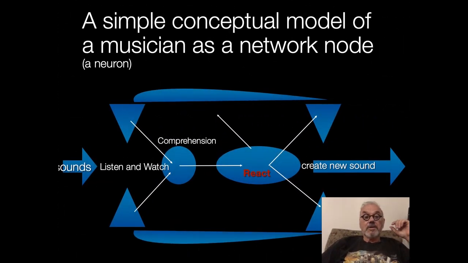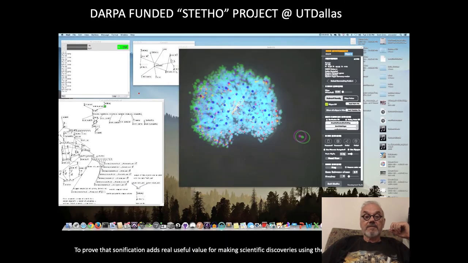So here's this simple conceptual model of a musician as a network node. The sounds come in, he listens and watches and has some comprehension, then reacts and creates a new sound. And so this is the algorithm that a musician, especially an improvising musician, is going through in the context of making this kind of music.